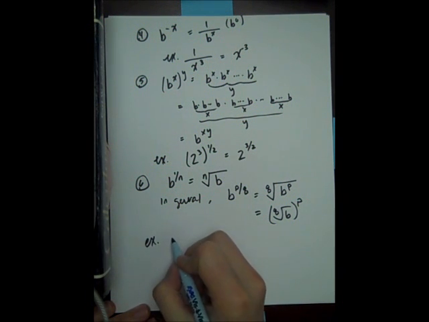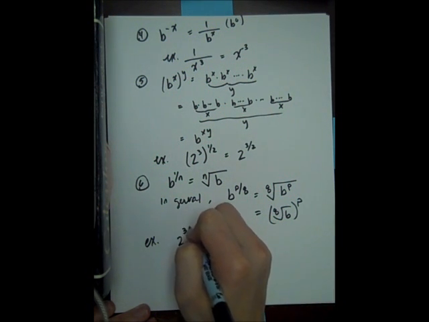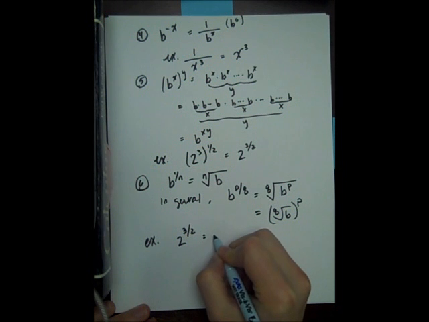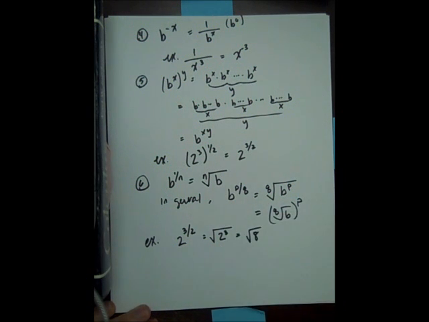So, for example, let's do 2 to the 3 halves. So what does this mean? The 2 on the bottom says I'm taking the second root, or the square root. The 3 on top tells you what power to raise it to. So this is going to be the square root of 2 cubed, which is square root of 8. So just remember, the bottom number tells you the root, the top number tells you the power. So those are the 6 properties of exponents.